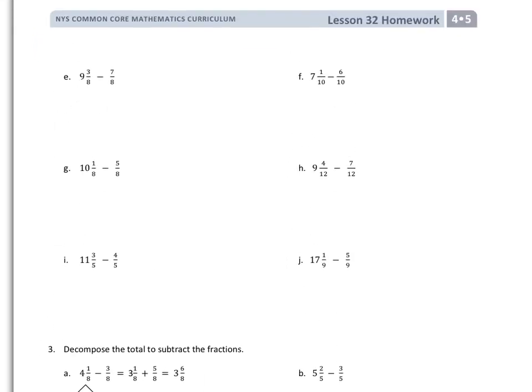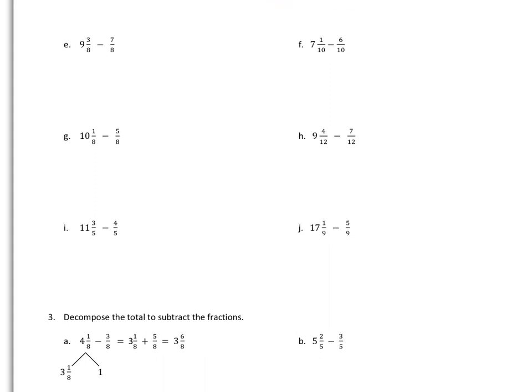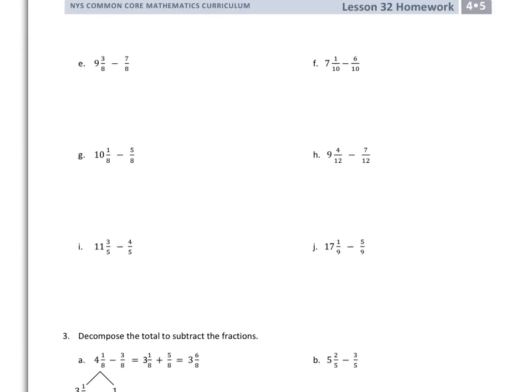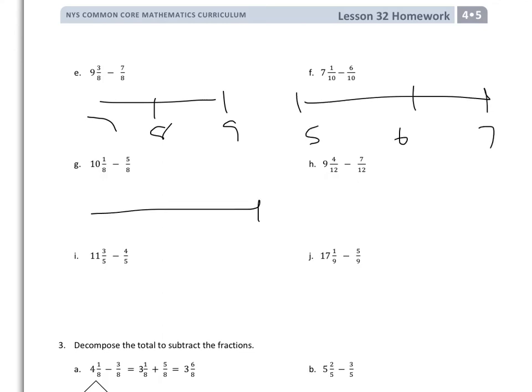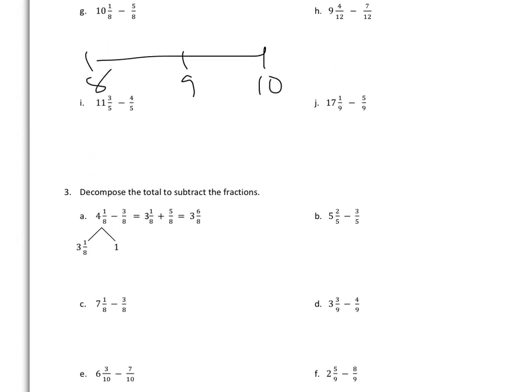So students can continue to use the number line on E through J. They're just going to need to move further down the number line into 9. So on this one, they should make a number line with 7, 8, 9. Here, they should do 7, 6, 5, 10, 9, 8, and so on, so that they have the proper number.